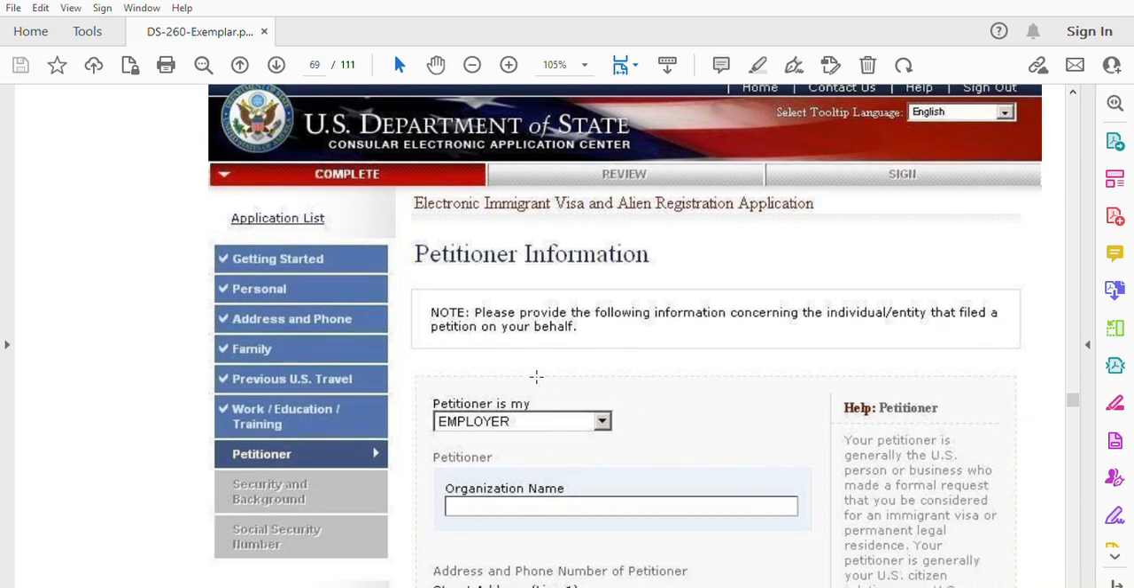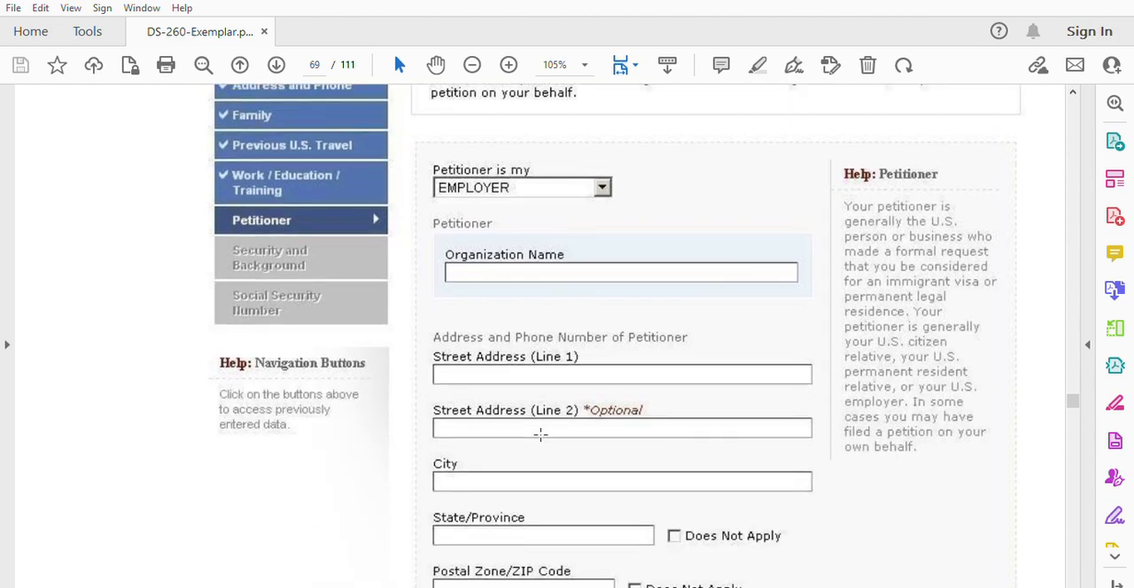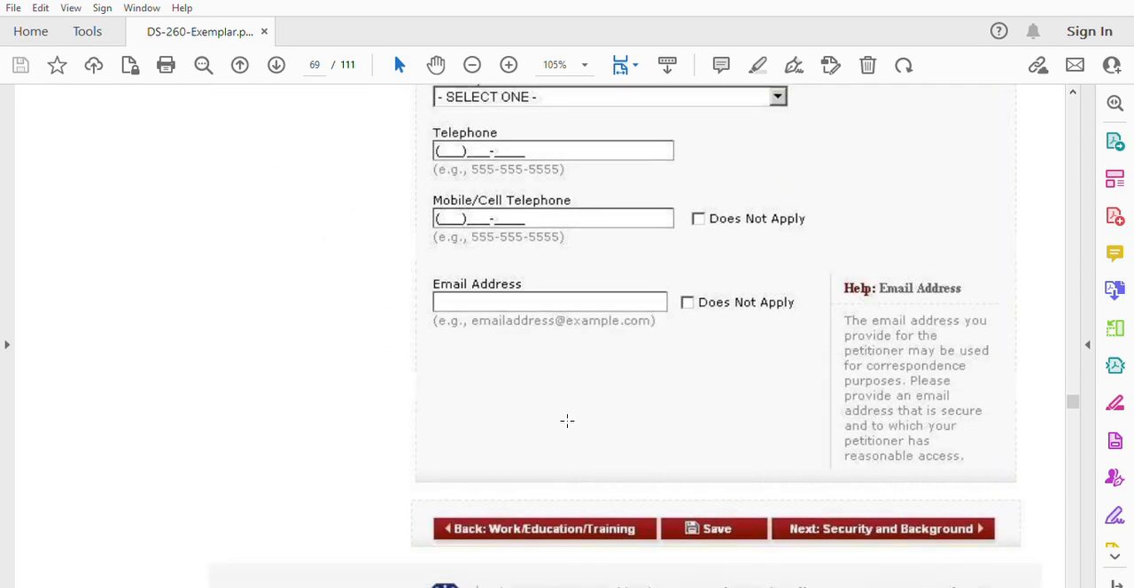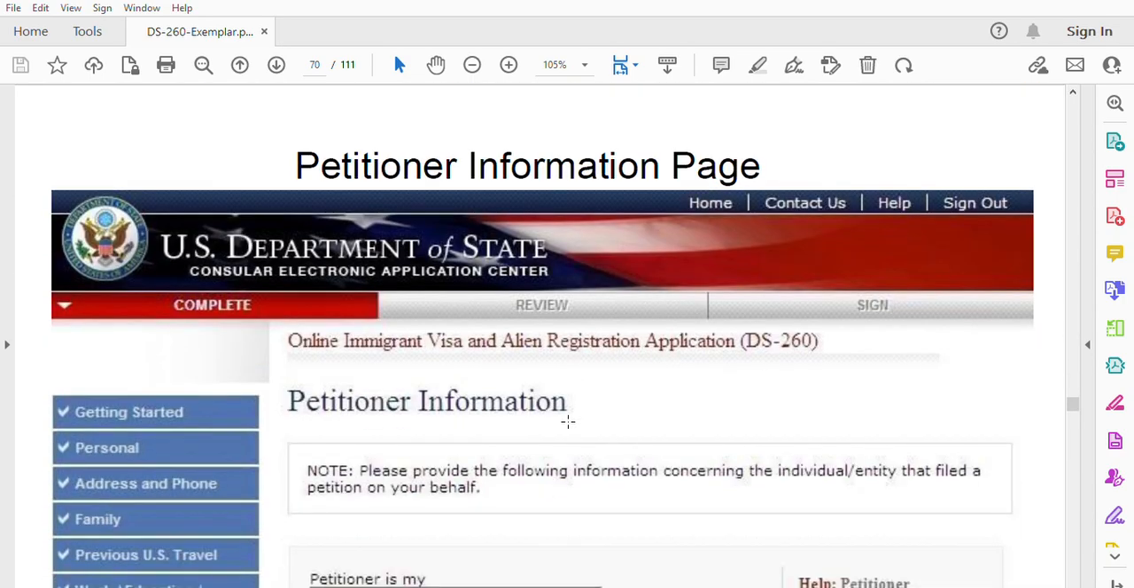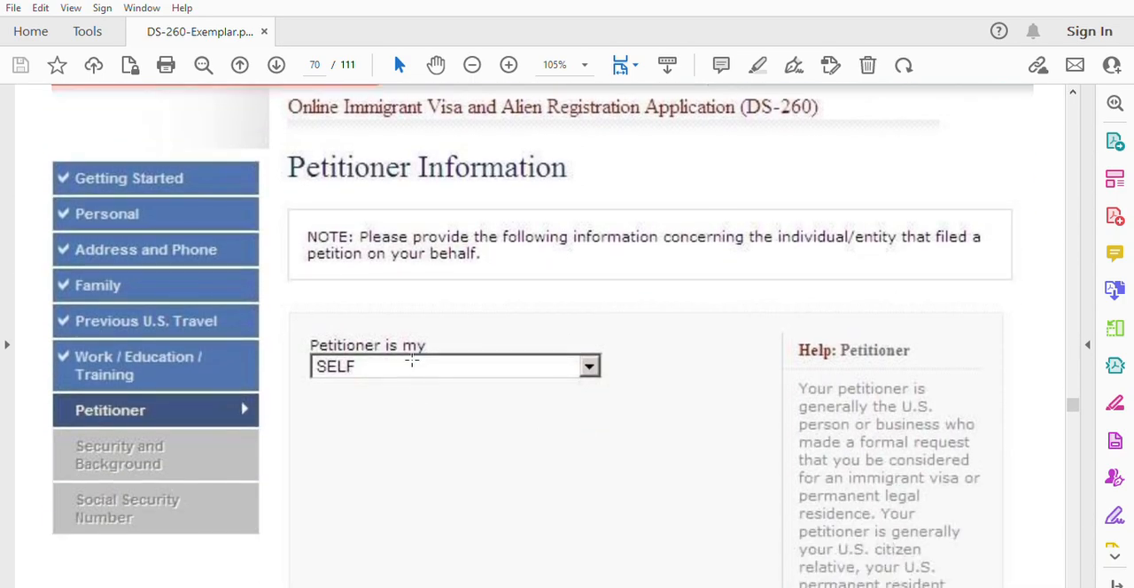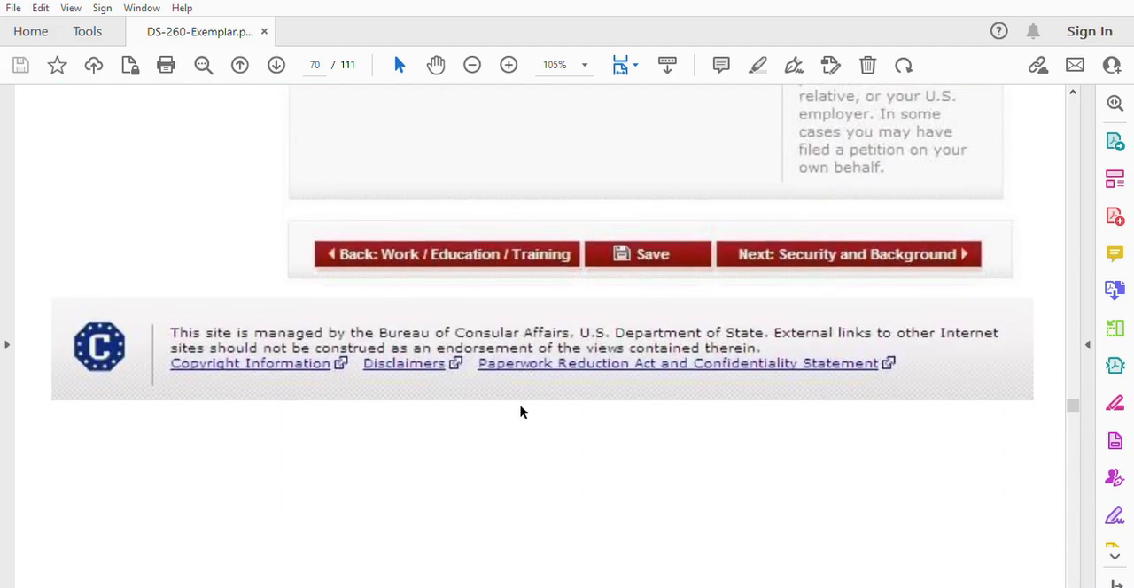We're gonna go to the security, other petitioner information. Here you can answer. They give you too many choices. The first one, if you see, is a father. This one is an employer. It depends on your case. You can answer the same questions as the first one. So we're still talking about here. Petitioner is myself, if you petition yourself.